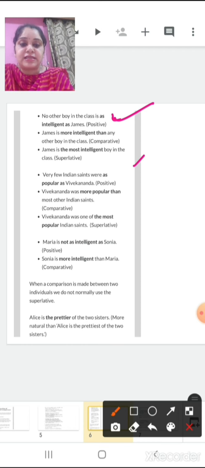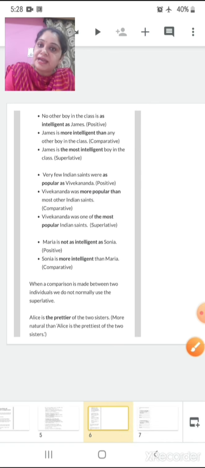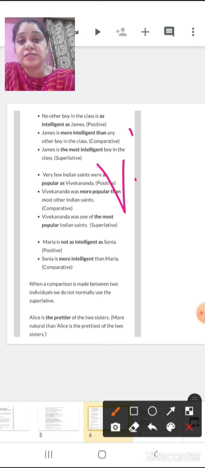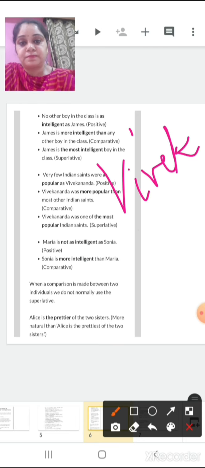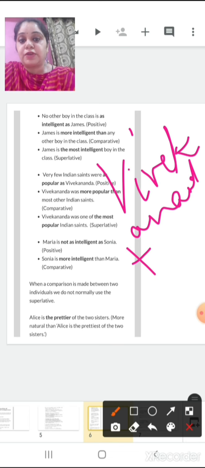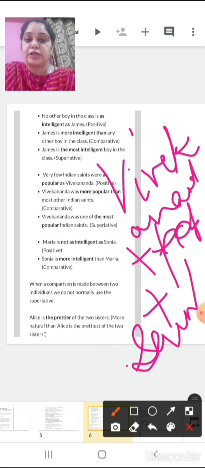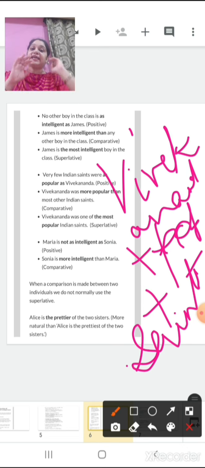Very few Indian saints were as popular as Vivekananda. We are talking about Vivekananda. So if we are getting it into comparative degree, Vivekananda was more popular. If we are talking about the formation, what is the first thing? It is about Swami Vivekananda, plus we are talking about popularity, plus we are talking about saints of India. So the sentence formed will be: Vivekananda was more popular than most of the other Indian saints. This is comparative.